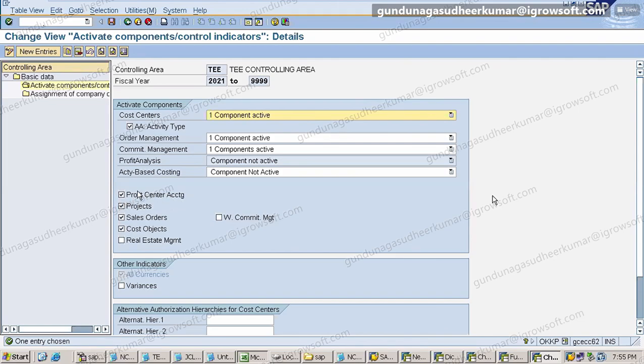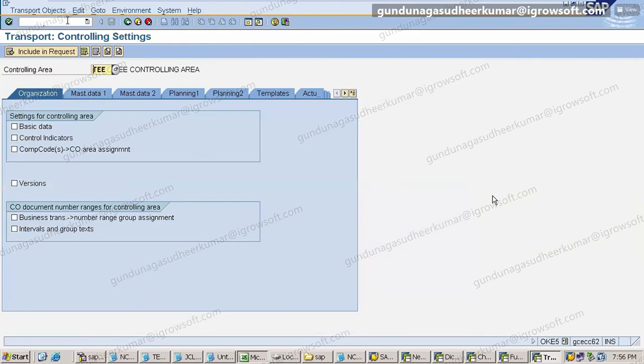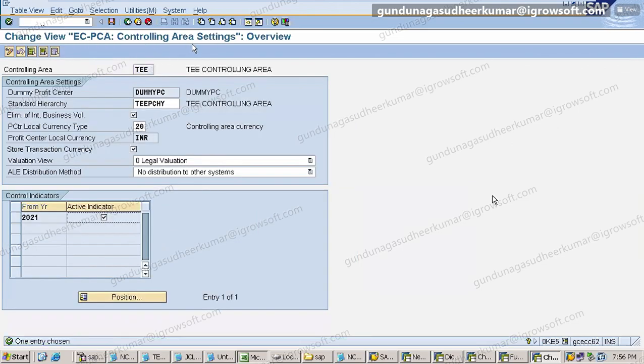So profit center accounting is already activated, and we have done the 0KE5 settings also, the controlling area settings for PCA. Then it will start expecting a profit center for every cost center. If there is a cost center for which there is no profit center, like headquarters, then automatically it will take the dummy. You see, I did not give it here. It is automatically taken. Okay. Got it.